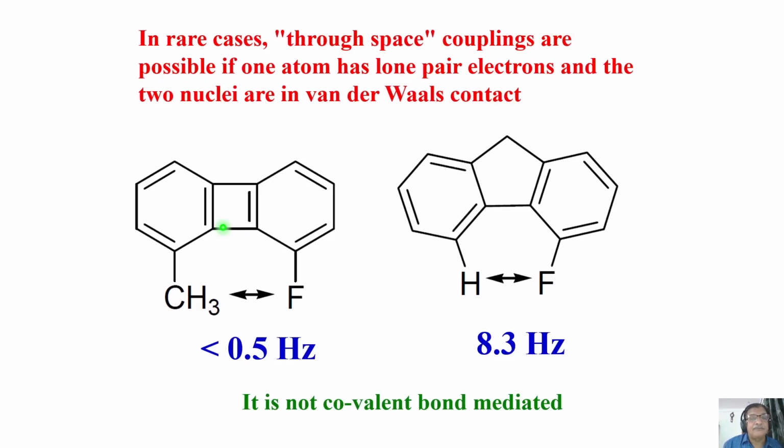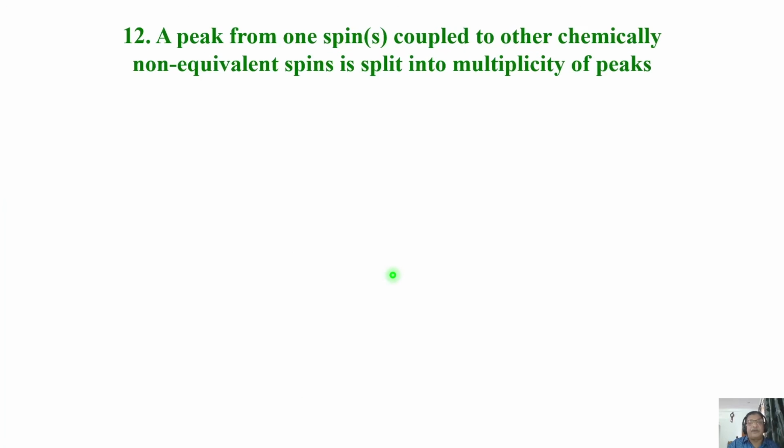In rare cases, so far I was telling you, a covalent bond is a must to see the coupling. But in rare cases, you can get through-space coupling without going through the covalent bond. That is an example where one atom has lone pair electrons and the nuclei are within van der Waals contact. Very rarely you can see this type of thing. Don't worry, that is an exception I'm telling you.